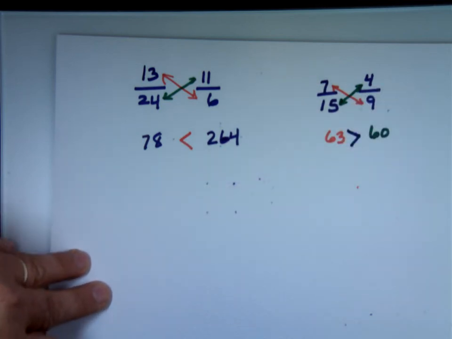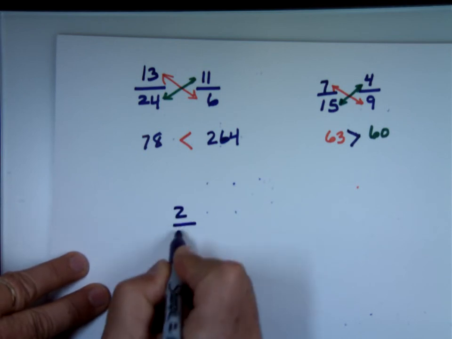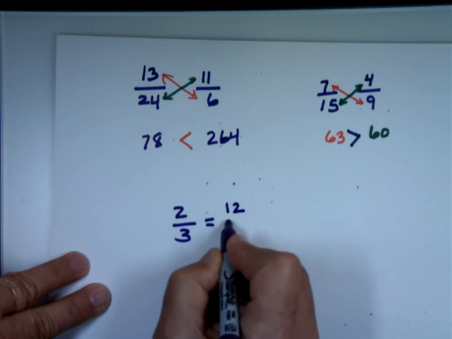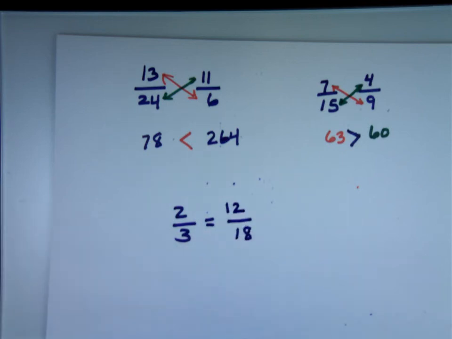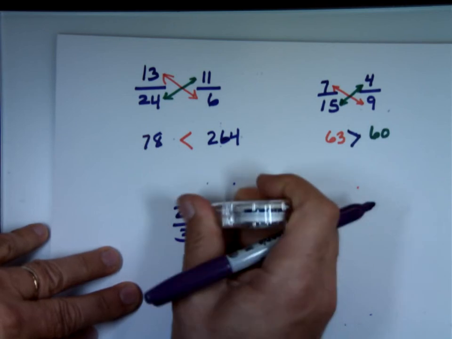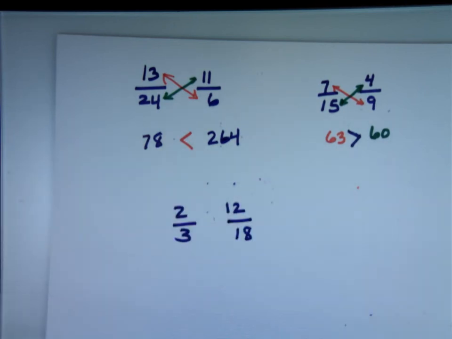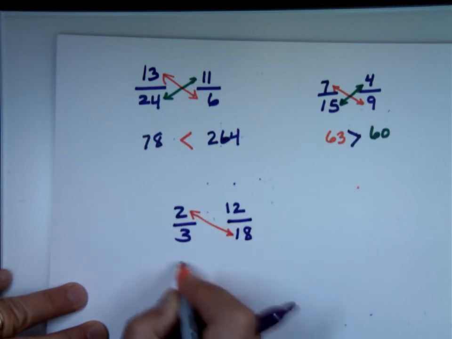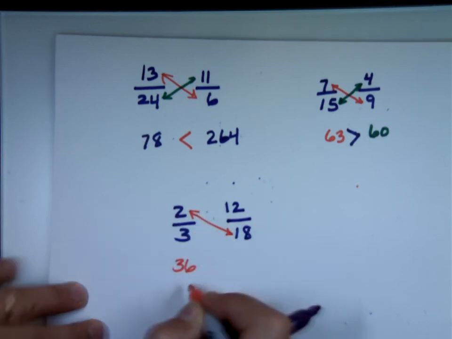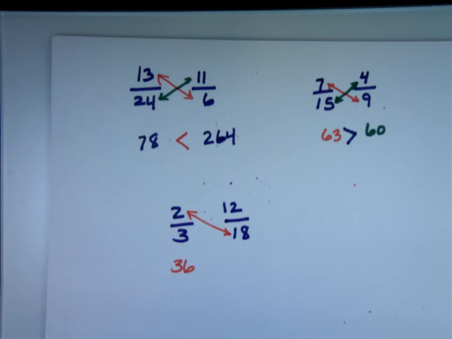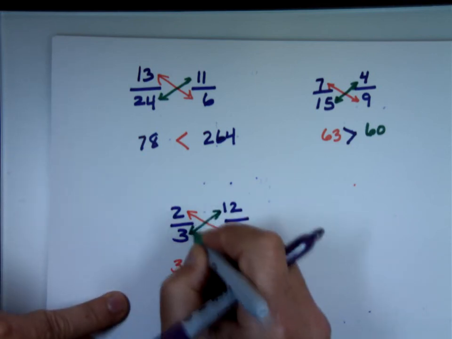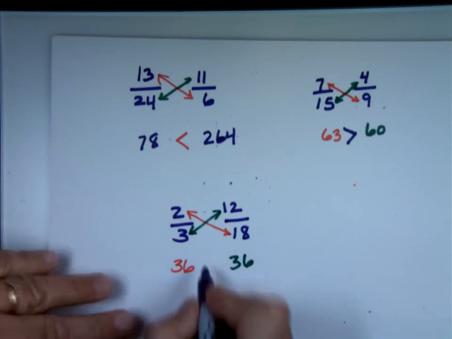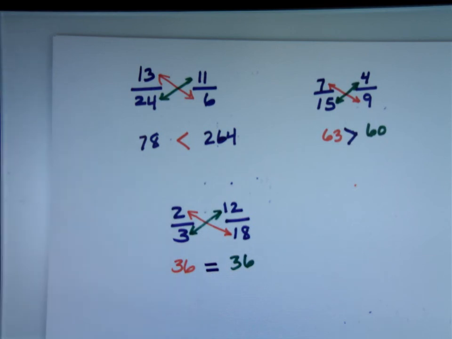Remember earlier today when we did the 2/3 and we said that's the same as what? 12 over 18? I don't want to say it's equal. Let's see if they are equal. Let's compare them. What's 2 times 18? 36. The top number is the 2. That's where the 36 goes. 3 times 12. 36. And what do you notice about these two numbers? They are equal to each other. That means these two fractions are equal.